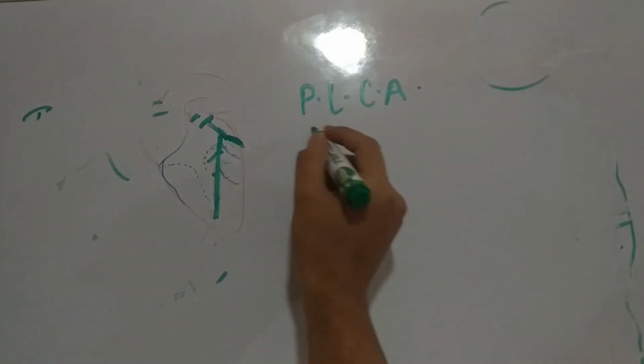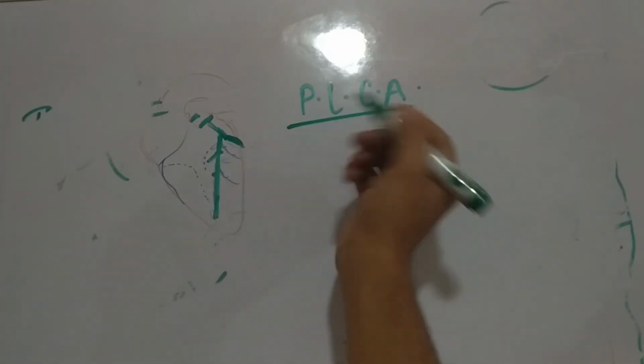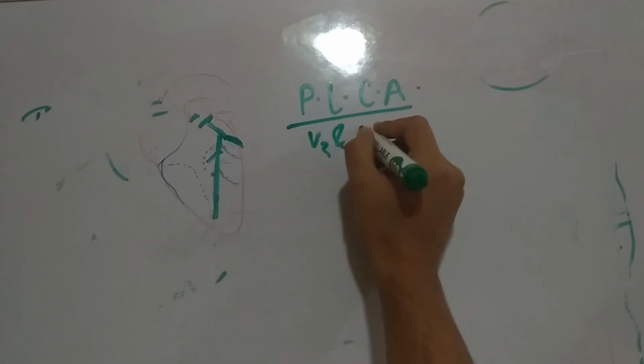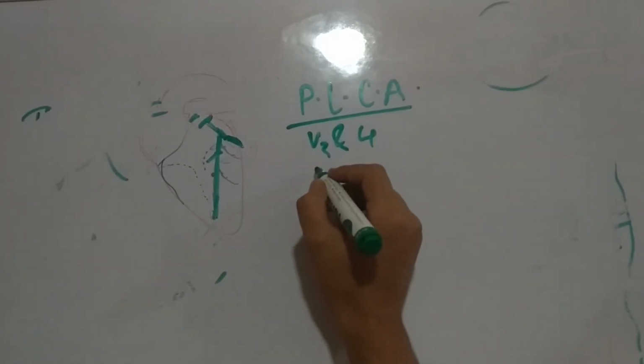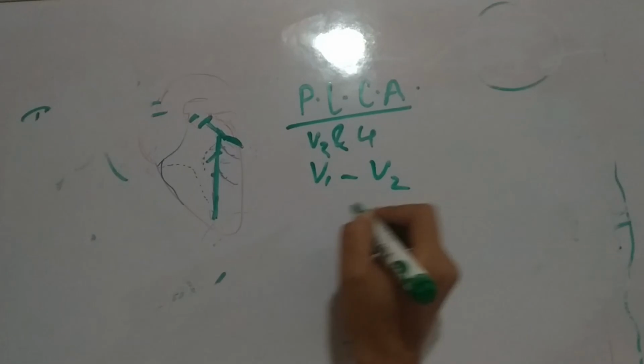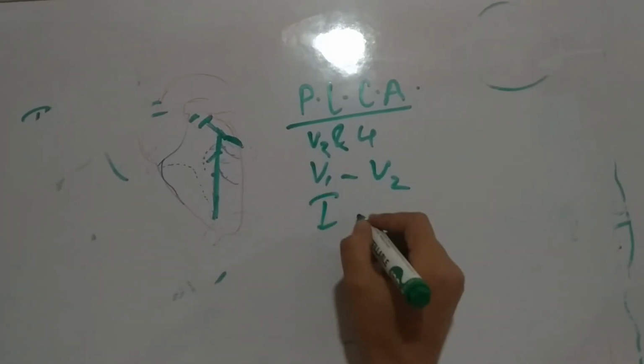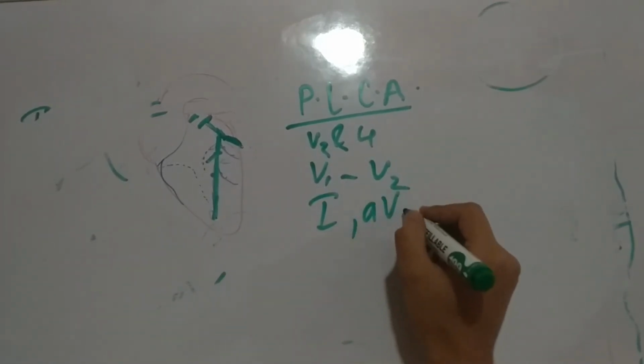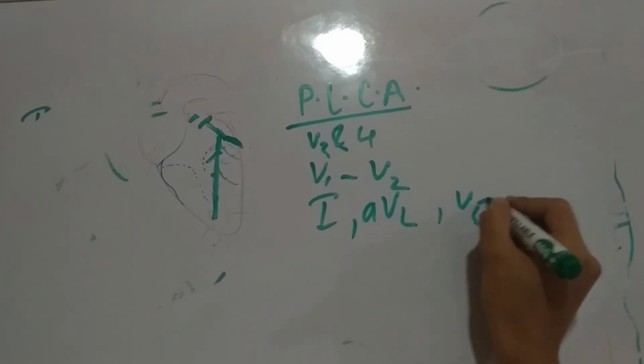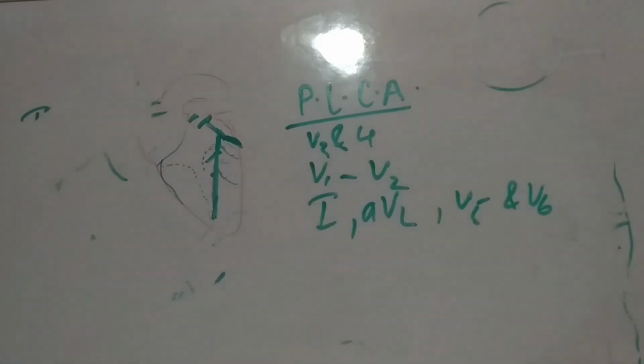So where will we be finding the changes? Anterior wall V3 and V4, and septal you can find V1 and V2. Lateral you can find in I, aVL, V5 and V6. And a reciprocal relationship you can find.